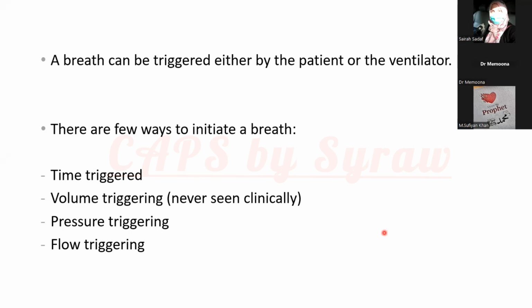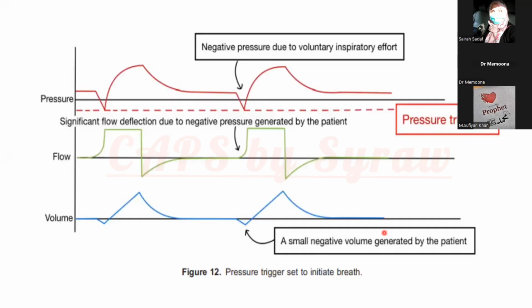However, if a patient is triggering a breath, then it will be either pressure triggered or flow triggered, depending upon what we have chosen as a setting. This picture shows on the upper graph that the dotted red line is the pressure trigger that has been set by us. Say, for example, it is minus 2 centimeters of water. The negative deflection that you can see here is the patient effort. As soon as it reaches this trigger point, the ventilator senses that there has been a negative pressure drop in the vent tubing, and the vent will start assisting or augmenting that breath.